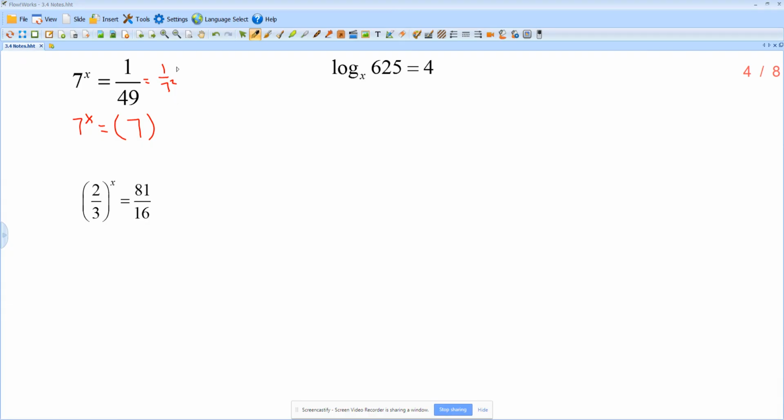And the thing that creates the 1 over, or the fractional piece of this, is to have a negative exponent. So 7 to the -2nd, that's the same as 1/49th. And the one-to-one property here says the bases are the same, and these are equal, so the exponents must be the same. X equals -2.